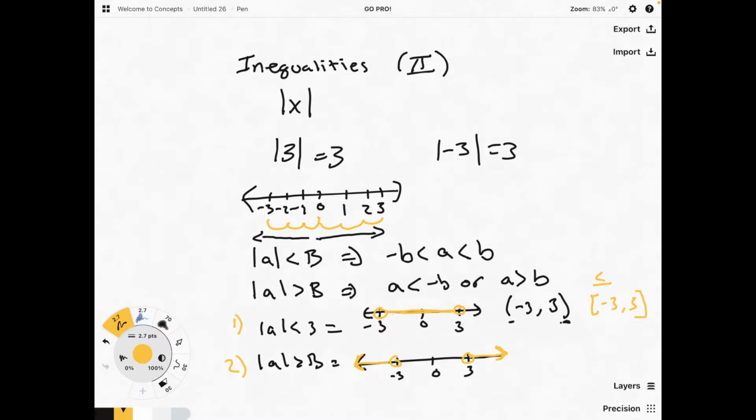Similarly, if we take the second example and use interval notation, then we would have negative infinity to negative 3, and we need to use this symbol, union, and then that would be from 3 to positive infinity. Now that we understand these properties, let's look at a couple of examples.